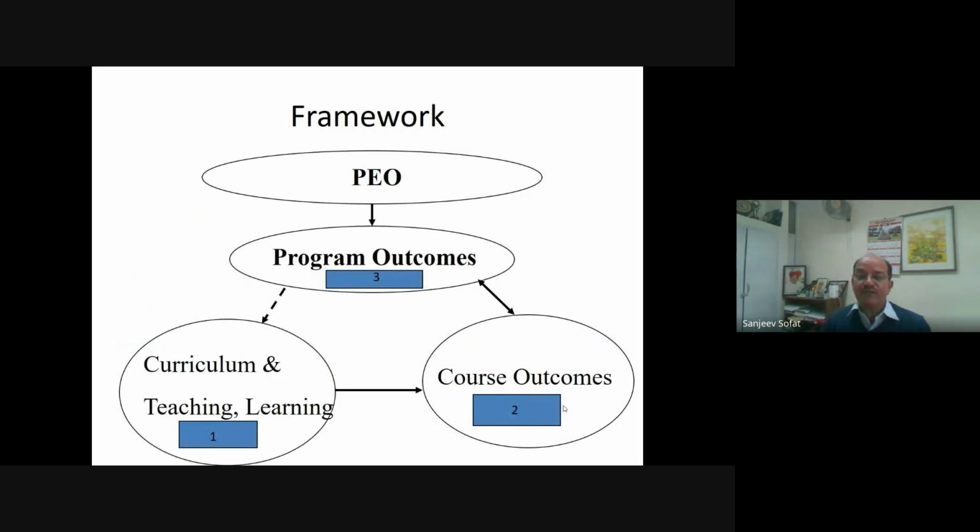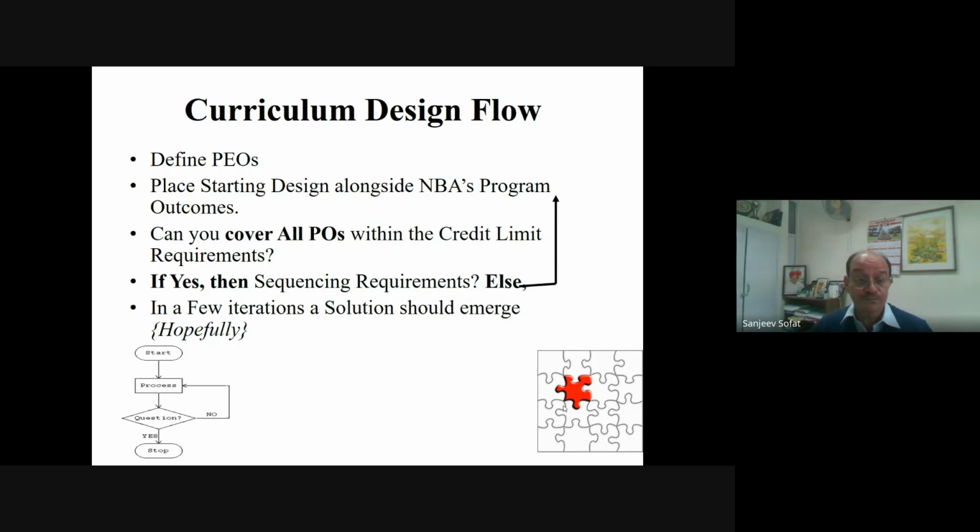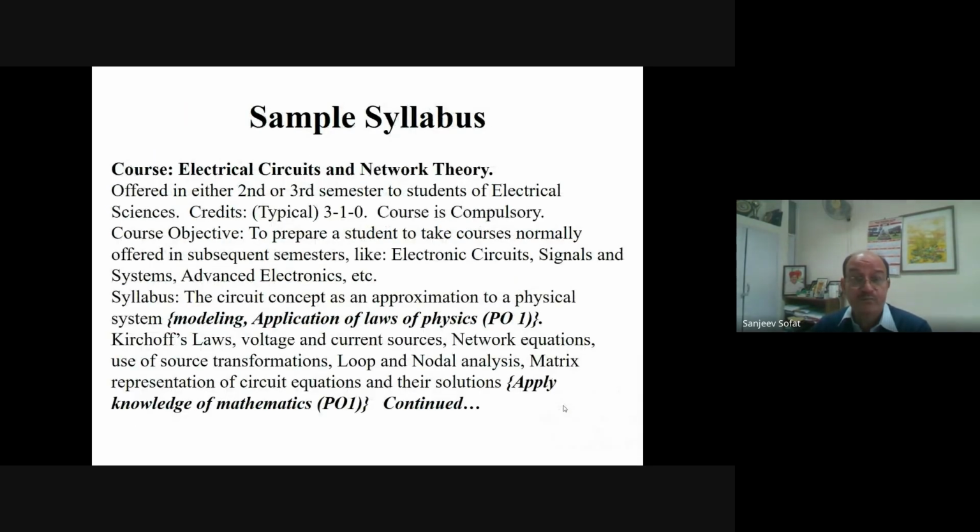So this is the framework which we have. We have program educational objectives. Based on that, we design some program outcomes. We make the curriculum and teaching learning, and we go for the course outcome. Maybe this flow was already talked about.